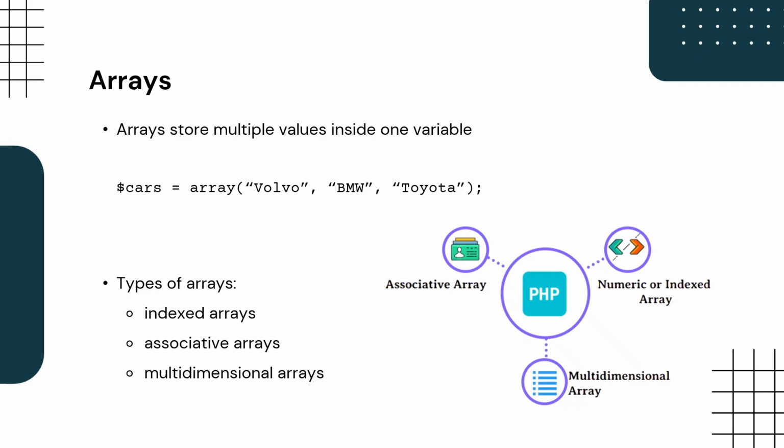Now, PHP also supports arrays, which allow us to store multiple values inside of one variable. An example of that is inside this variable cars, we're storing an array of three values: Volvo, BMW, and Toyota. Arrays are useful when working with lists of data. Now, there are three types of arrays: the indexed array, the associative array, and the multi-dimensional array. We'll use arrays more when we start working with database results later in the course.